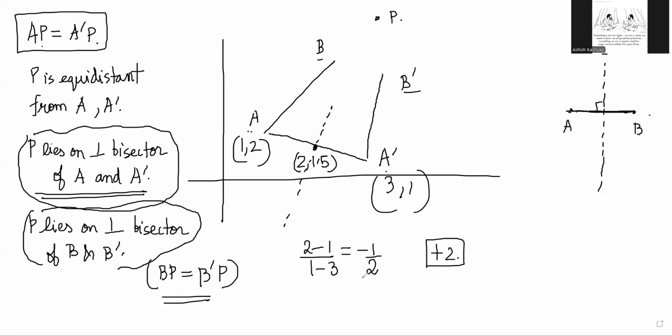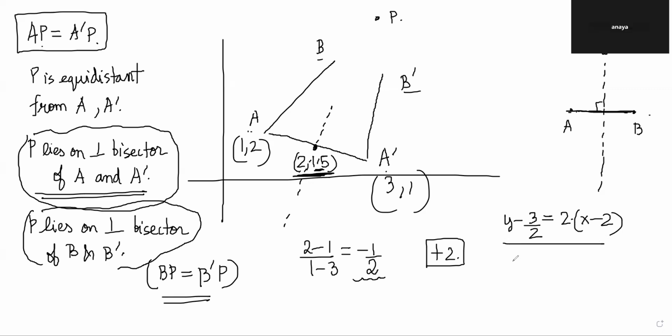Do you know this stuff about perpendicular slopes? Okay. So our line should have slope plus 2 and pass through this midpoint, right? So our line equation will be y minus 3 by 2, which is 1.5, is equal to 2 into x minus 2. So y is equal to 2x minus 4 plus 3 by 2, so minus 8 by 2 plus 3 by 2, so minus 5 by 2. This is my line equation for this perpendicular bisector.